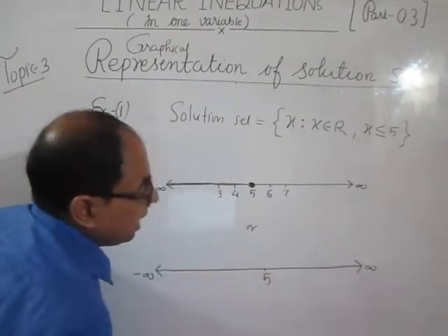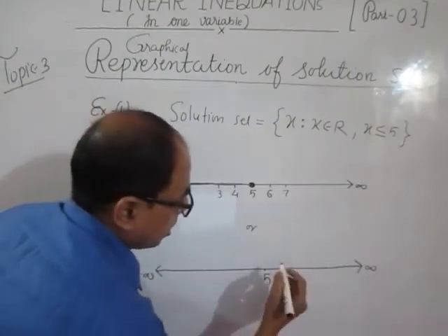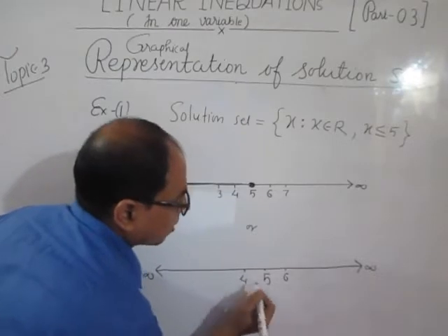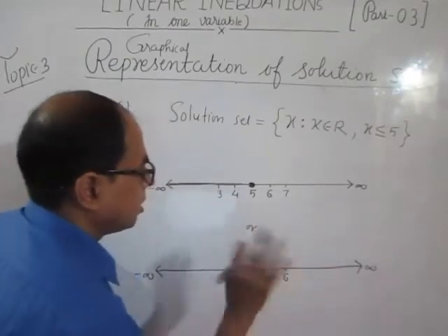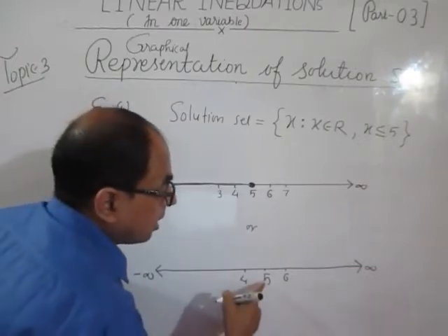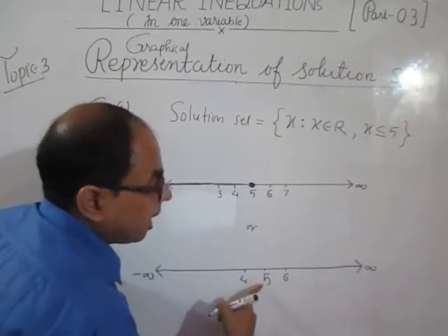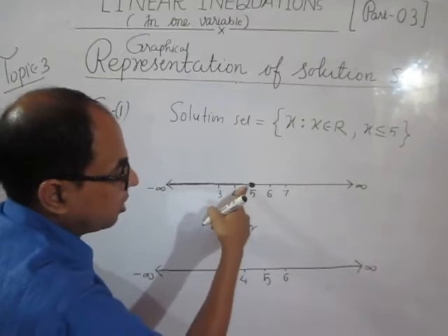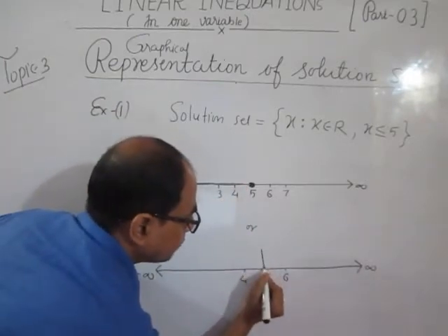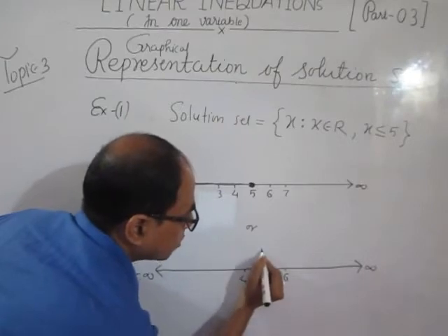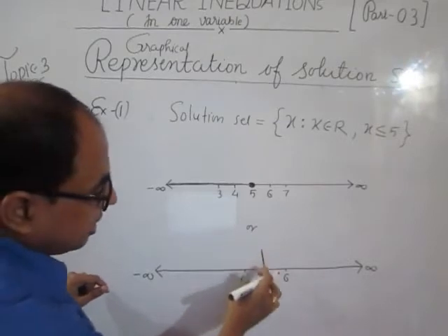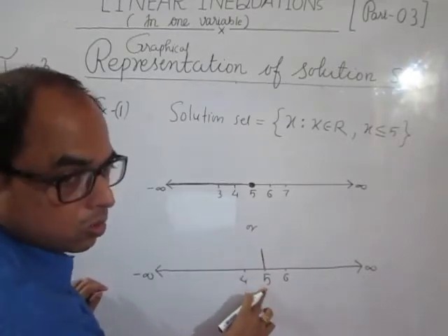Now we have to write at least one point on the right side, 6, and on this side 4, and if you want to write some more numbers you can write them of your choice, but these two are compulsory. Now to indicate that this point is included, we have two options. Either we can use a solid ring or we can use a vertical line, a solid vertical line. So this solid vertical line indicates that this point is included in the solution.